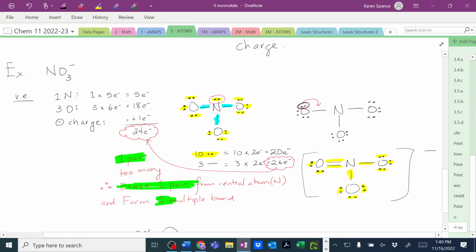It's 2, 2, 2. Every bond, every lone pair is just 2 electrons always.